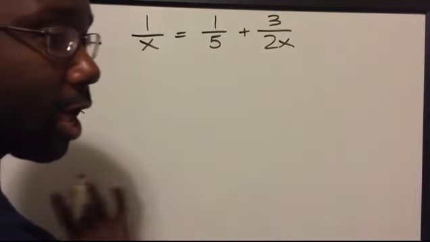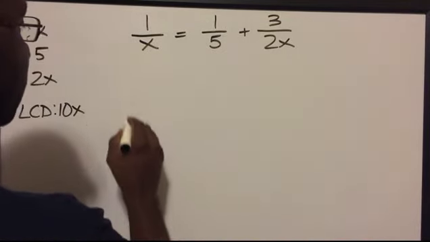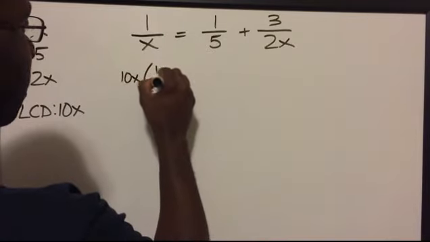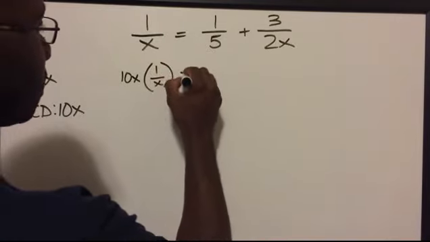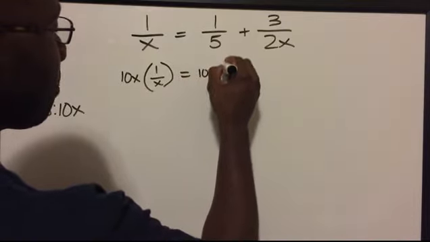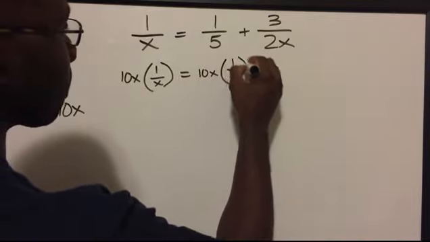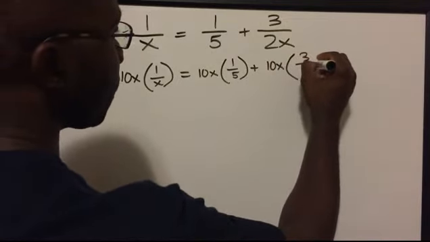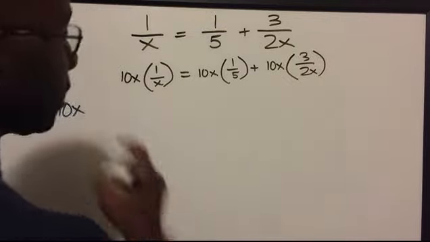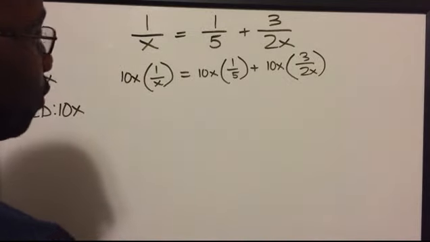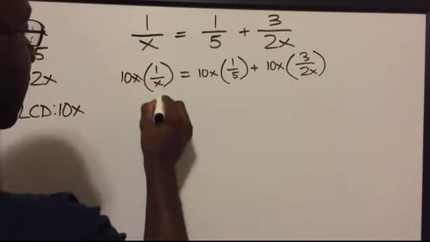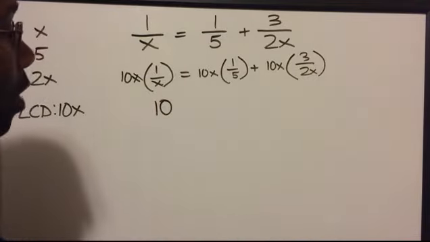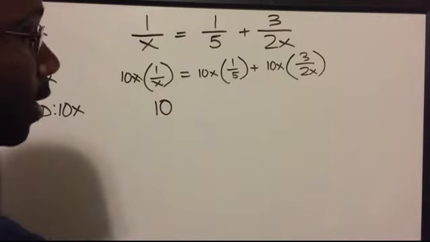So let's multiply everything by 10x. So right here, we have 10x multiplied by 1 over x is equal to 10x multiplied by 1 over 5 plus 10x multiplied by 3 over 2x. Now that we have that, we're going to cancel some things out. We're going to cancel this out and cancel that out. Now we just have 10. Remember, I said the goal was to get rid of these denominators. Now we're able to do that.